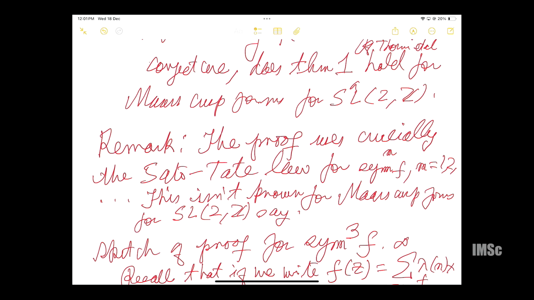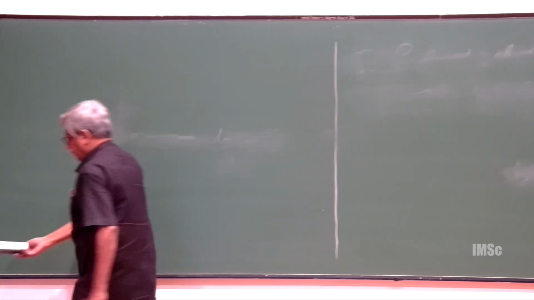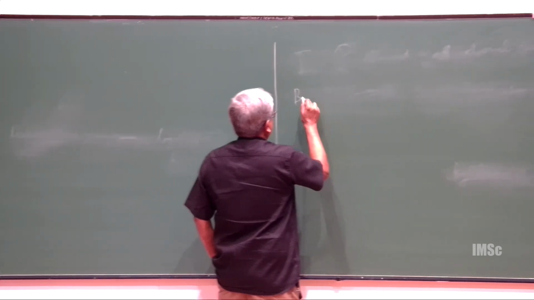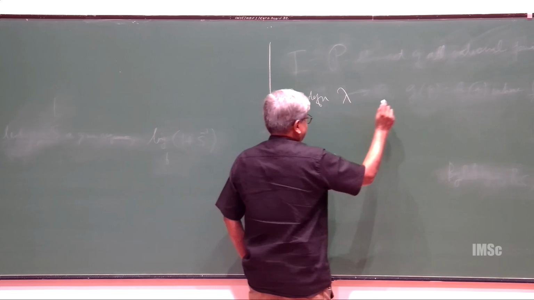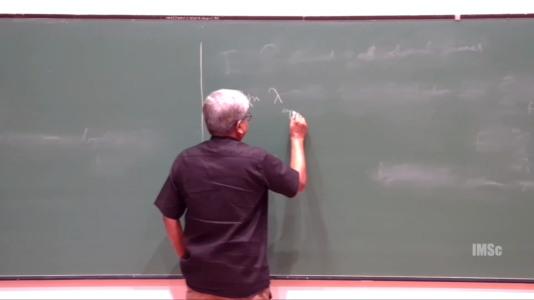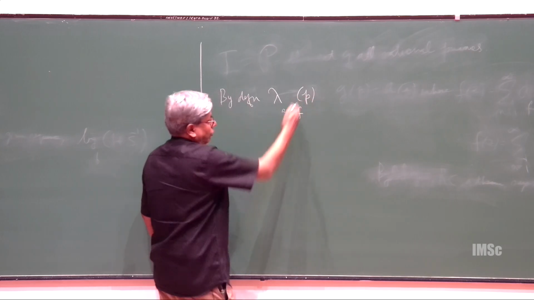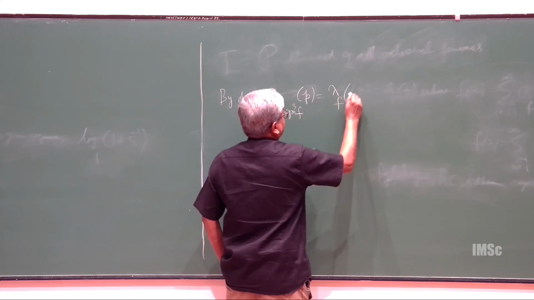So let me give a sketch of the proof of Theorem 1 for Sym cube. This in some sense is easier, intuitively. Let me explain why. So what is Sym cube f? By definition, more or less, and lambda, this is important, the normalized coefficient, which is less than or equal to d(n). Sym cube f at a prime p, this is the sequence I am studying now, as p varies over primes, is nothing but lambda_f(p) cubed.